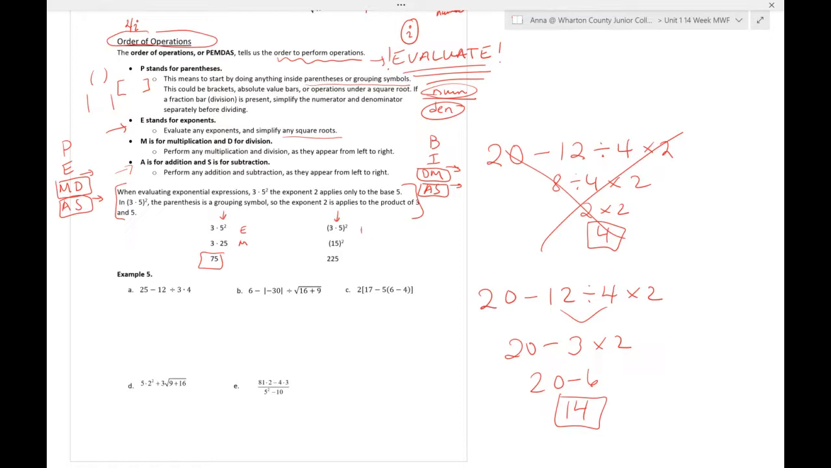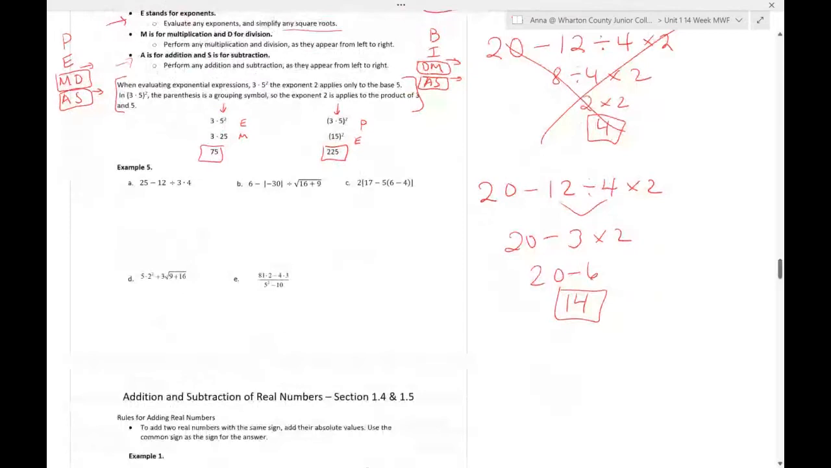Whereas here, you would do your parentheses first. 3 times 5 is 15. And then you would evaluate your exponent. 15 squared is 225. Okay, so just be careful with exponents and what is actually being applied to. So let's take a look at some examples.